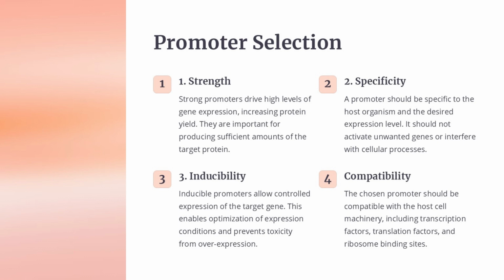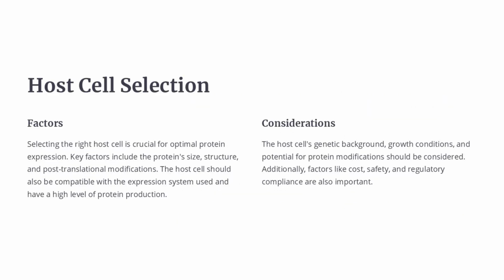with cellular processes. Inducible promoters allow us to control expression of the target gene, enabling optimization of conditions and preventing toxicity from overexpression. Finally, the chosen promoter must be compatible with the host cell machinery, including transcription factors, translation factors, and ribosome binding sites. The selection of the right host cell is critical for achieving optimal protein expression.